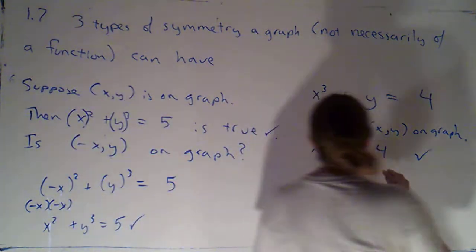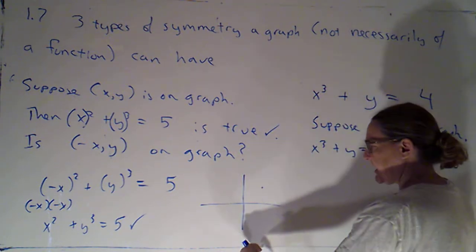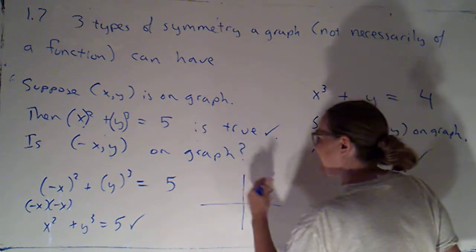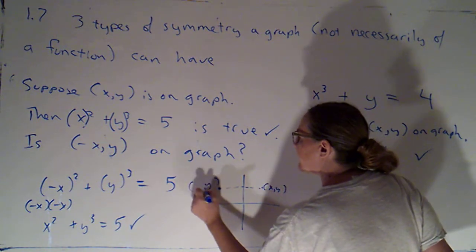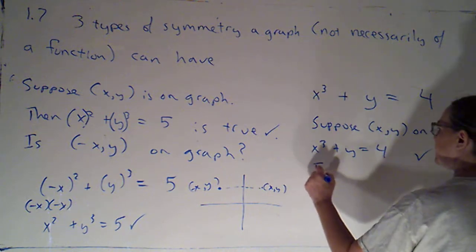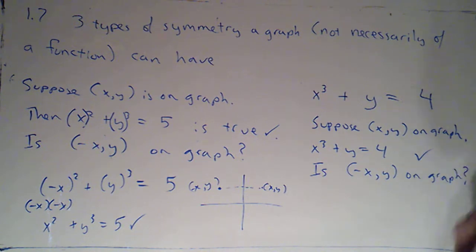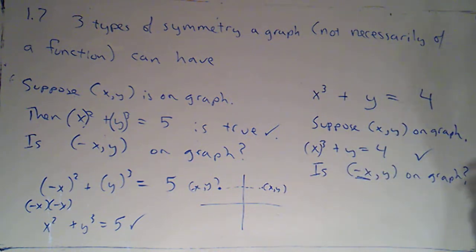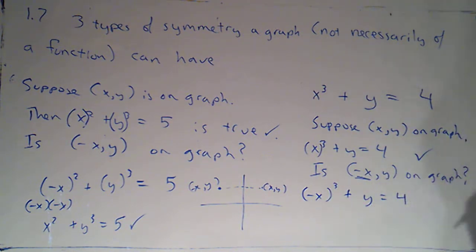Okay, so now I'm saying, all right, if that point's on the graph, and I want to know if it's symmetric about the y-axis, where would the mirror image point be? Well, the mirror image point would be on the other side of the y-axis, so that would be the point that had the same y value, but the opposite x value. So now I'm asking, is the opposite of x, y on the graph? So I take my equation, and wherever there was an x, I'm going to replace it with the opposite of x. So we get the opposite of x cubed plus y equals 4.